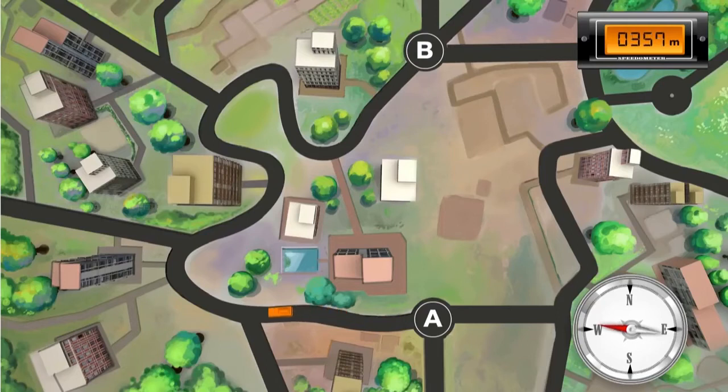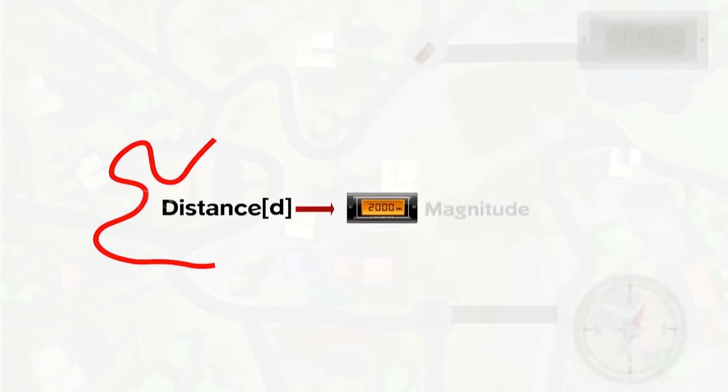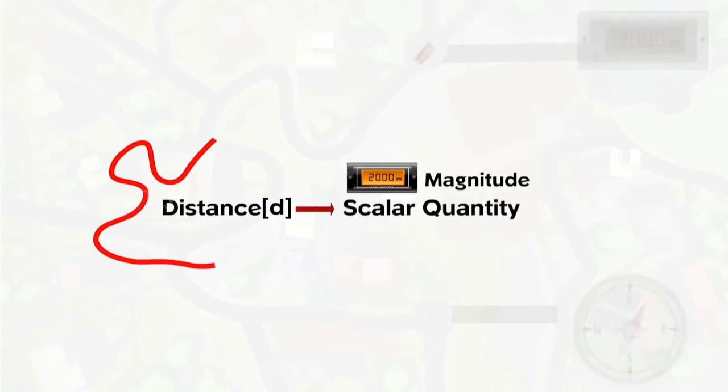A bus moves from destination A to destination B. In its course, it changes its direction constantly and reaches destination B. In the process, the bus has covered a distance of 2000 meters. The length of the path covered is called distance d travelled. Here the moving body has only magnitude, no direction, and hence distance is a scalar quantity.